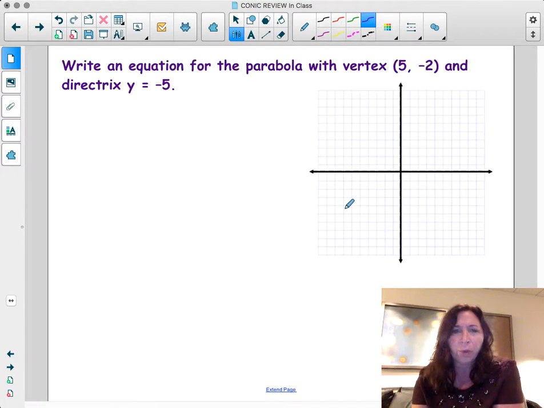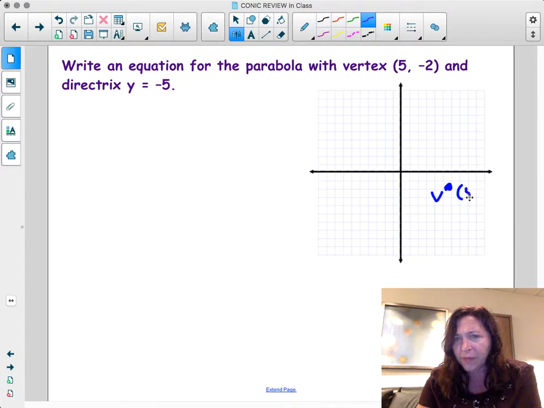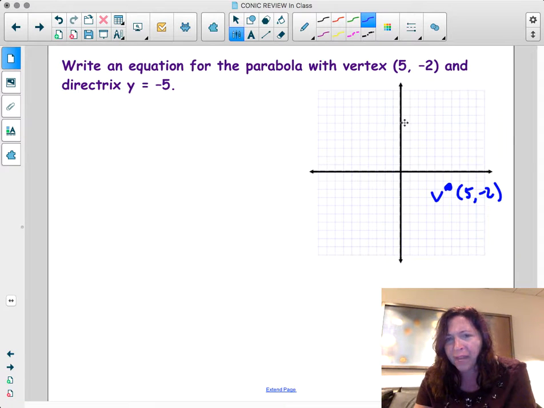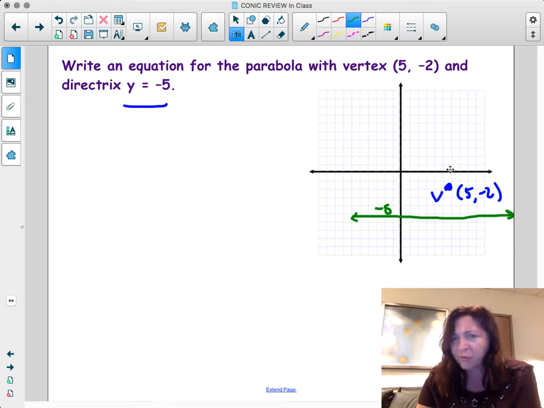We're going to start off with writing an equation for the parabola that has a vertex of 5, negative 2. So this point goes right here, and I like to put a v there. So that's 5, comma, negative 2. My directrix is y equals negative 5. That means my line right here for my directrix is going to cross the y-axis at negative 5. So that's going to look like this and go through like that. So this is at negative 5. Remember, this is 5, negative 2, and this is my directrix.